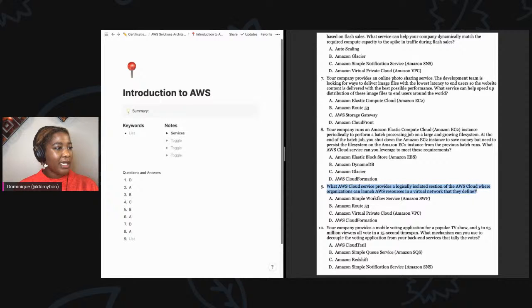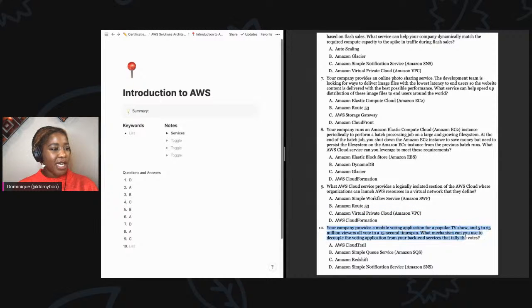All right, number 9. What AWS cloud service provides a logically isolated section of the AWS cloud where organizations can launch resources in a virtual network they define, which is a literal definition that I wrote down for Virtual Private Cloud. So that was pretty easy to pinpoint.